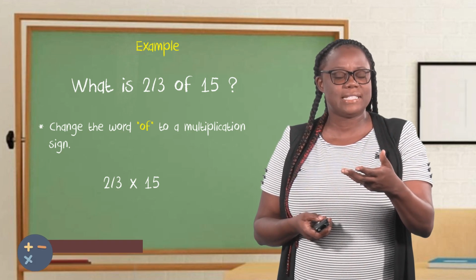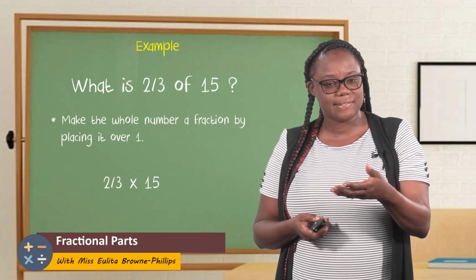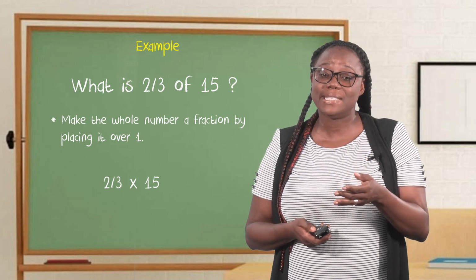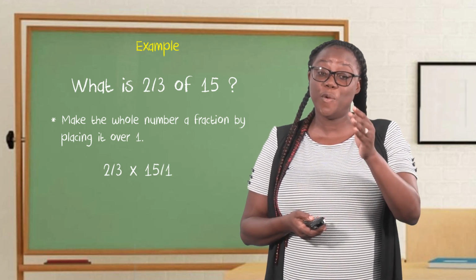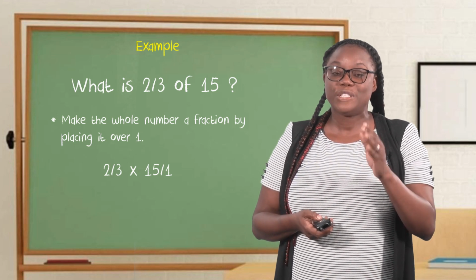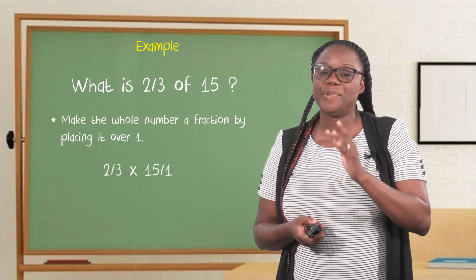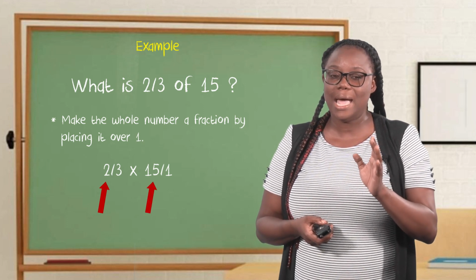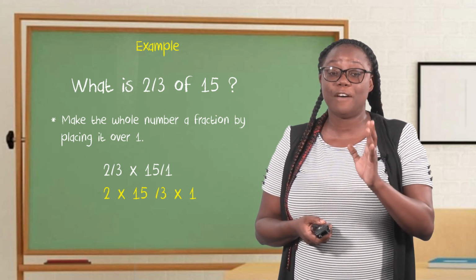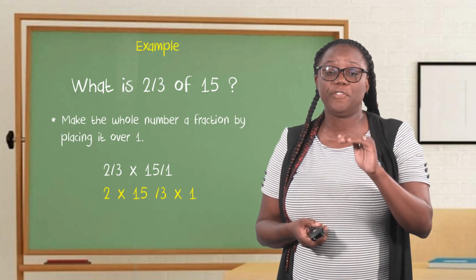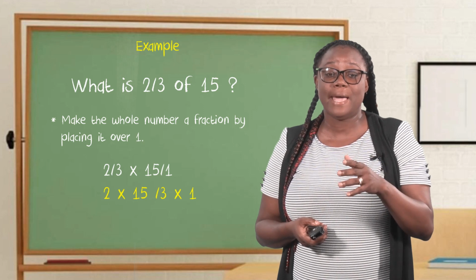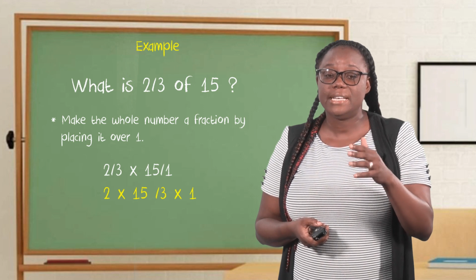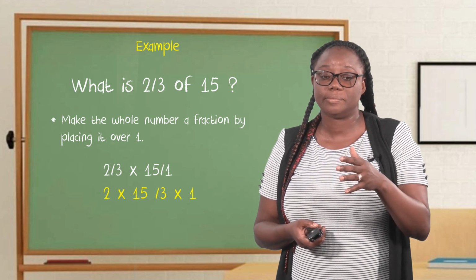The next step said something. Do you remember what it said? Yes, we make the whole number a fraction by placing it over 1. Now we can begin to work. So we multiply our numerators. Our numerators are 2 and 15. So we will have 2 multiplied by 15. Then we multiply our denominators over 3 times 1.